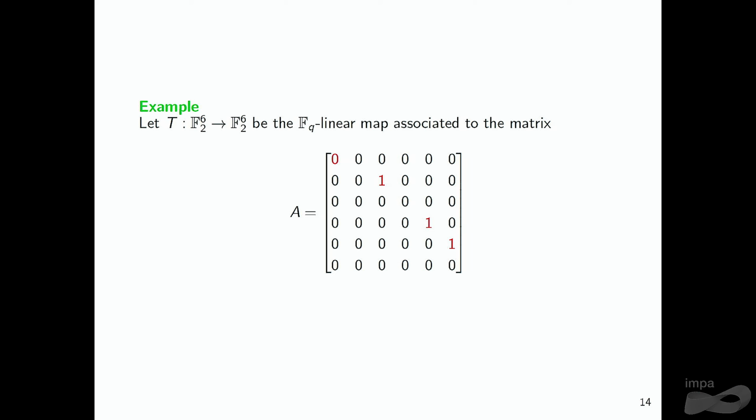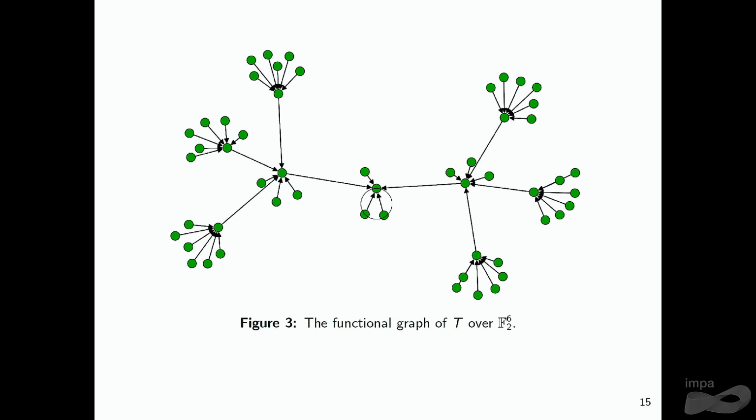I consider this linear map from F_q^6 to itself, given by this matrix, right? So you can think I fix any basis for this vector space, and I consider the matrix associated to this map, right? And here we get the digraph. It has only one component, right?